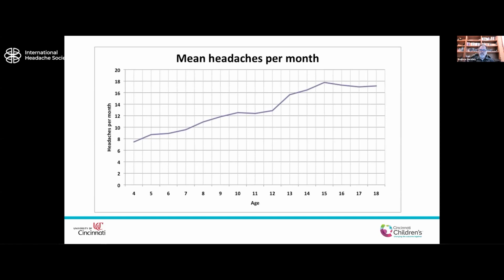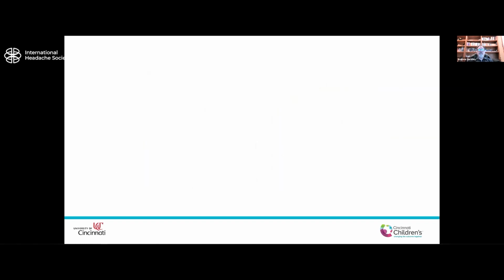So I just want to show what we see. We followed about 25,000 kids at Cincinnati Children's Hospital, looking at the ages up until age 18, showing what they present to us with. So we do have kids as young as 4 that are coming in with at least 2 to 3 headaches a week. But we do see by the time they present to us, as they get to adolescence, many of them have exceeded over half the month with headaches. So it's really starting to impact them more.